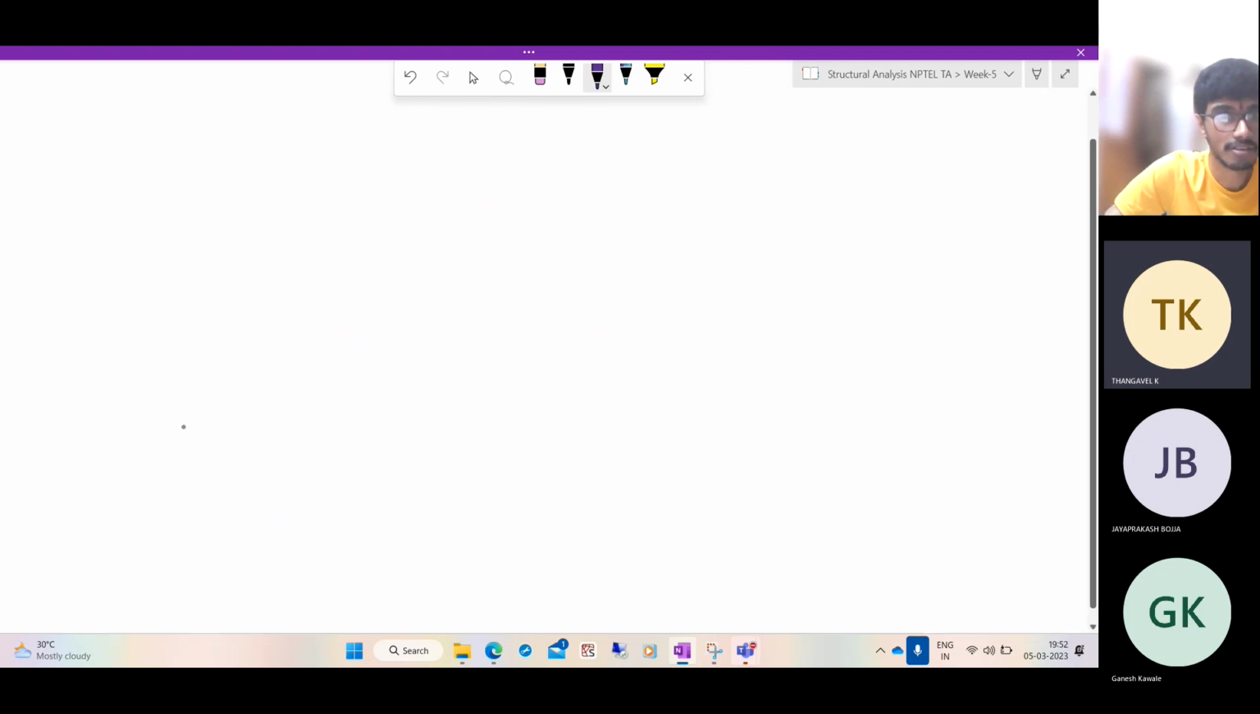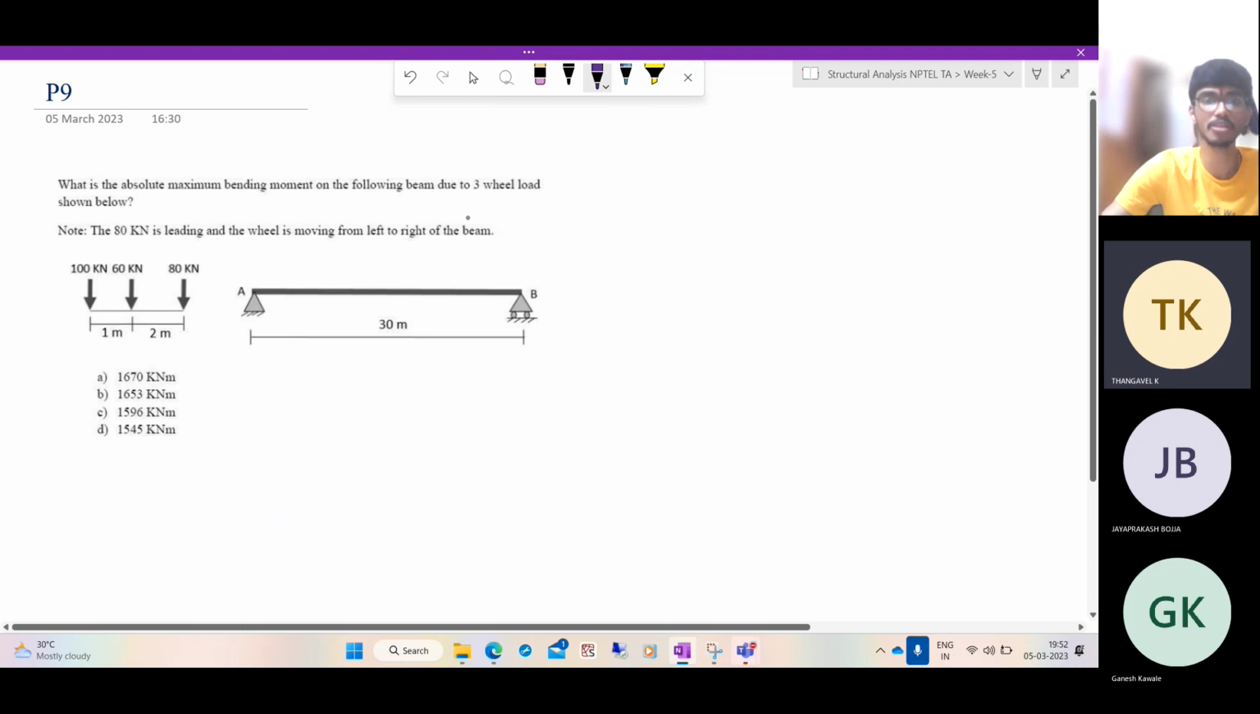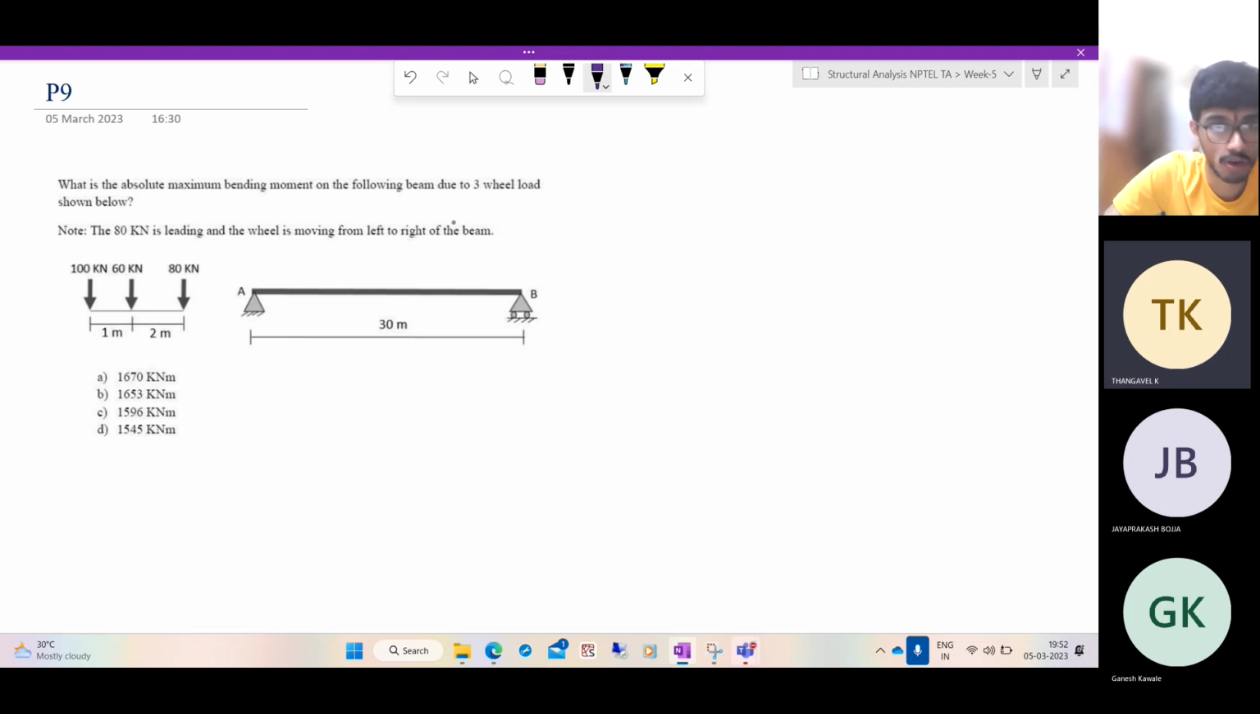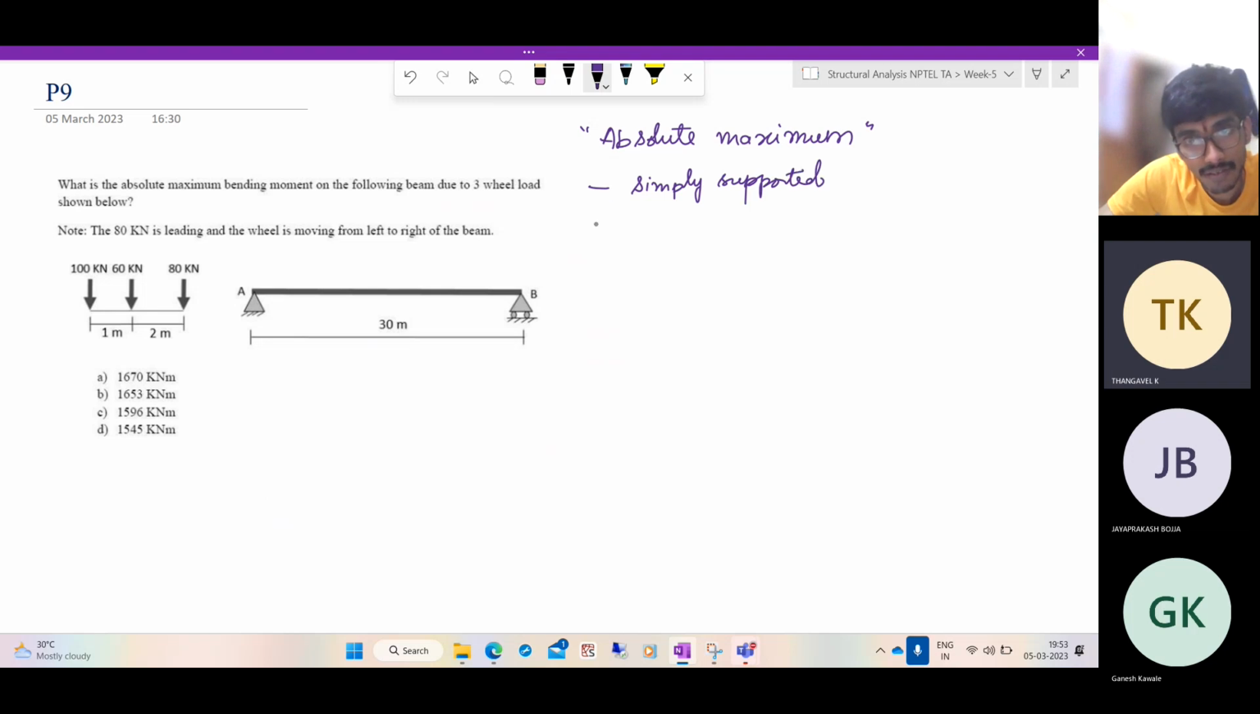Here they're asking what is the absolute maximum bending moment on the following beam due to the three-wheel load shown below. Absolute maximum means it could be in either hogging or sagging. But note that the given beam is simply supported, so the maximum will occur in sagging only. This is one simplification.